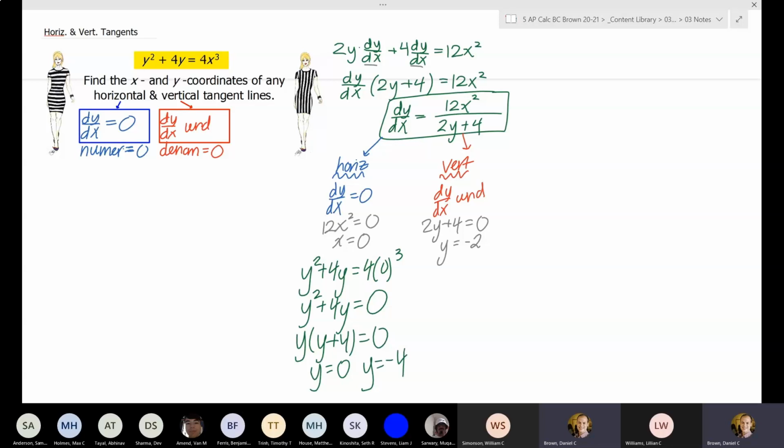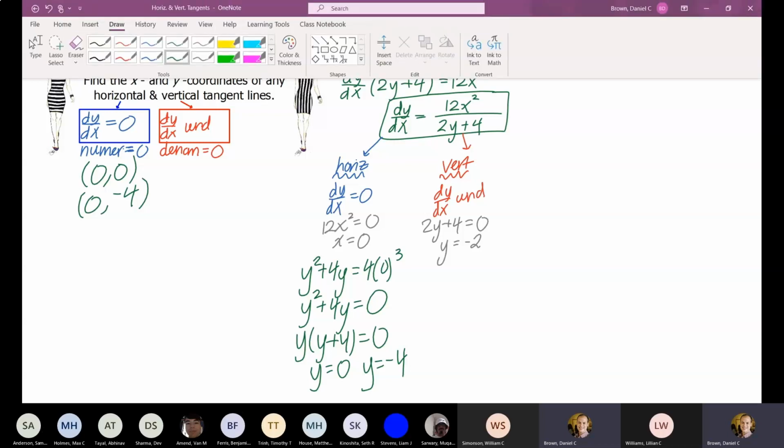What does that mean? That actually means that there's two coordinates where we have horizontal tangent lines. We have one coordinate when x is 0, y is 0. That is a horizontal tangent line. We also have another horizontal tangent line when x is 0 still, but when y is negative 4. So this graph actually has two horizontal tangents, both when x is equal to 0.